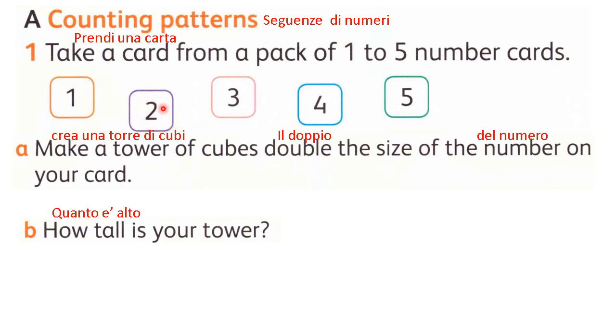What is double 2? Then, how tall is your tower? So then, when you have doubled the numbers 1, 2, 3, 4, and 5, you have to write how tall, how many cubes are in each tower.